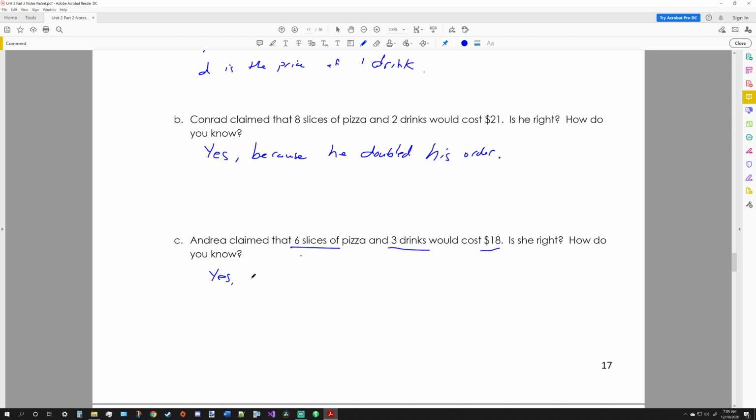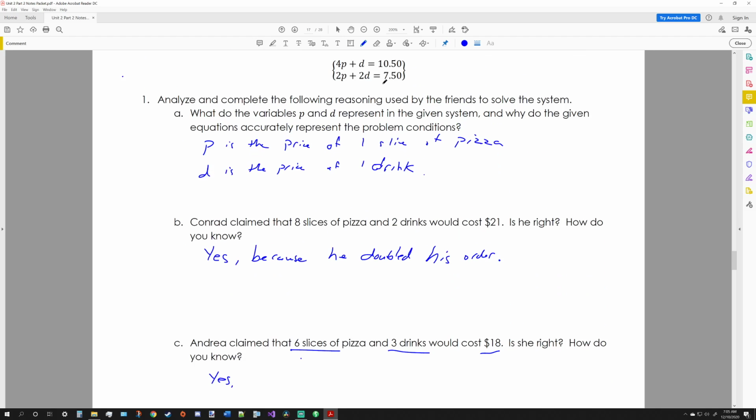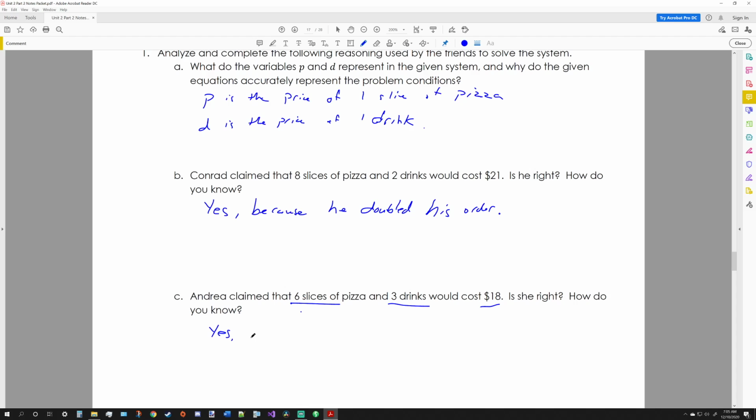What did we do there? That is adding the total cost of the 2 equations. It's putting the situations together. So we can say that she added the total food and drink and total cost. Right, she added it all together, and so that would make sense.